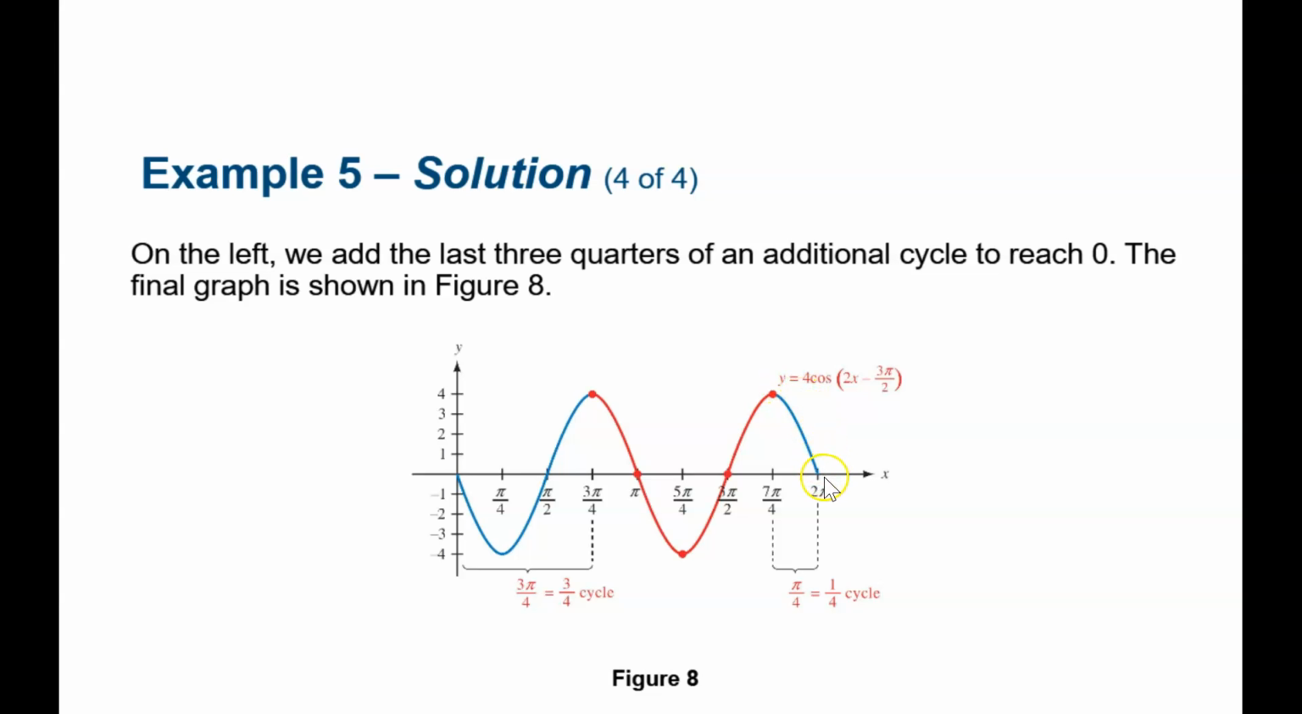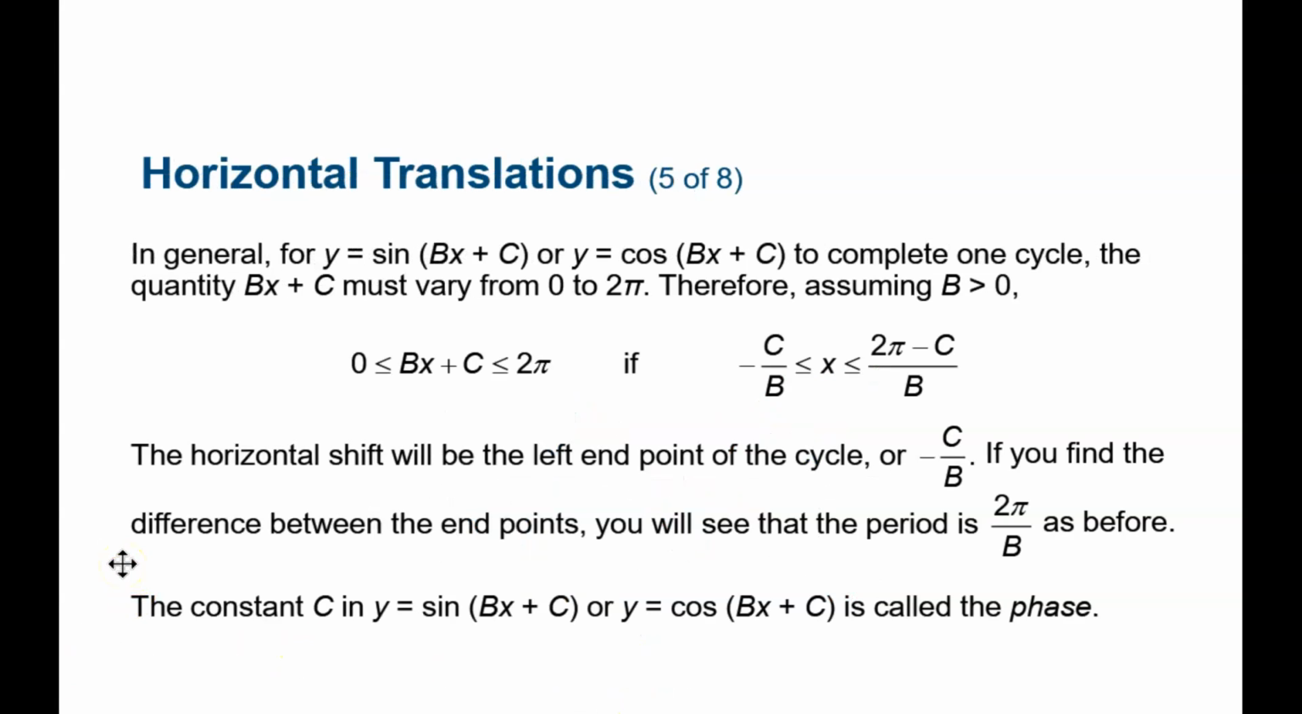So we add one more increment on the right, and 1, 2, 3 on the left to extend the graph from 0 to 2 pi. In general, for y equals sine of bx plus c, or y equals cosine of bx plus c, to complete one cycle, the quantity bx plus c must vary from 0 to 2 pi.